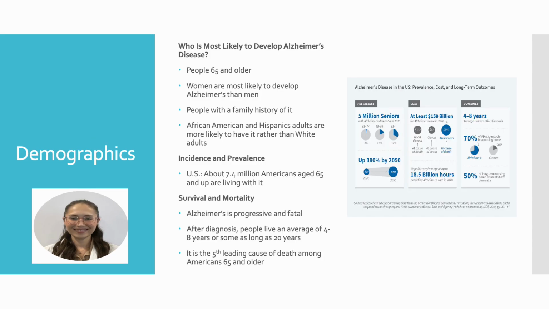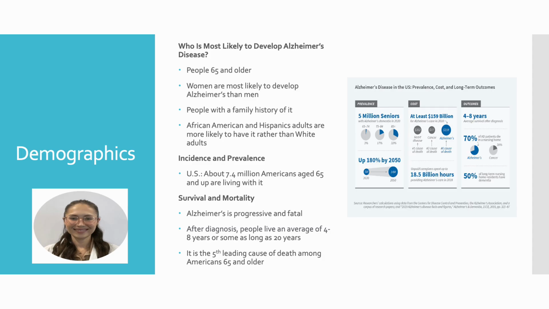This slide explains who is most likely to develop Alzheimer's disease and how common it is. The biggest risk factor is age for Alzheimer's disease. So, people who are 65 and older are much more likely to develop it. Women are diagnosed more often than men, partly because we tend to live longer. People with a family history of Alzheimer's disease may also have a high risk, and studies have shown that African American and Hispanic adults are more likely to develop Alzheimer's disease than white adults.